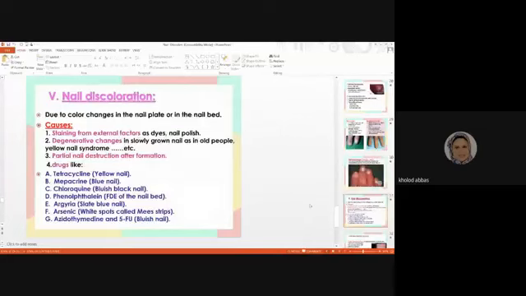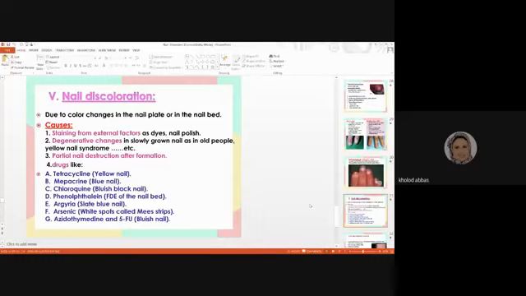Nail discoloration due to color changes in the nail plate or in the nail bed can be due to staining from an external source such as dyes or nail polish, which paint the nail also, or degenerative changes as in a well-grown nail due to slowly growing nail, as in old people or in yellow nail syndrome, partial nail destruction after formation.